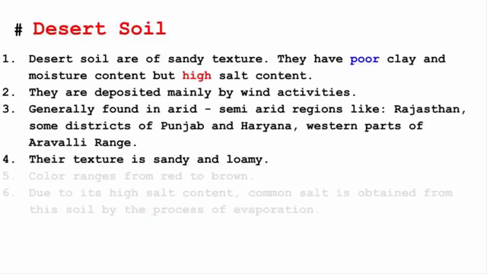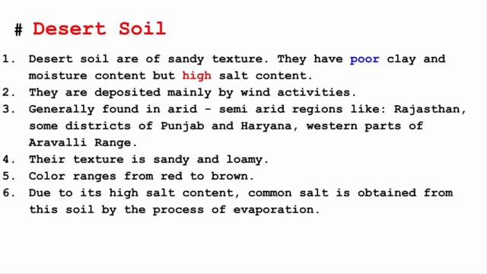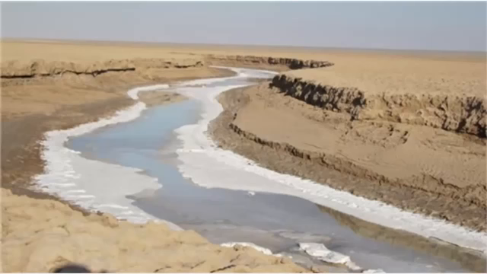The texture of desert soil is sandy and loamy. The color of this soil ranges from red to brown. As usual, you'll not see any plant crop cultivation on this soil. However, this soil is high in salt content. Therefore, common salt is obtained from the soil by the process of evaporation.